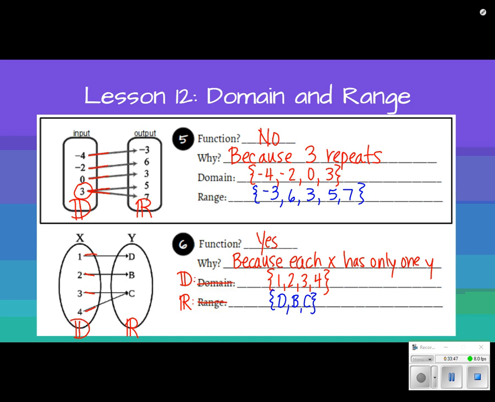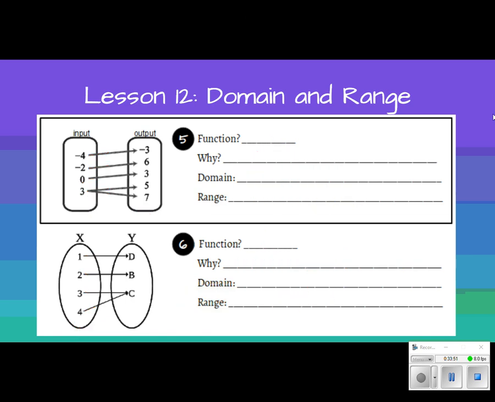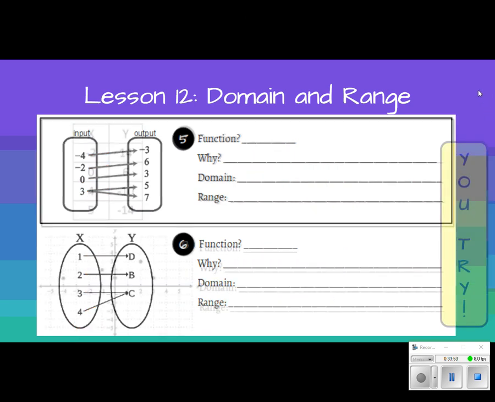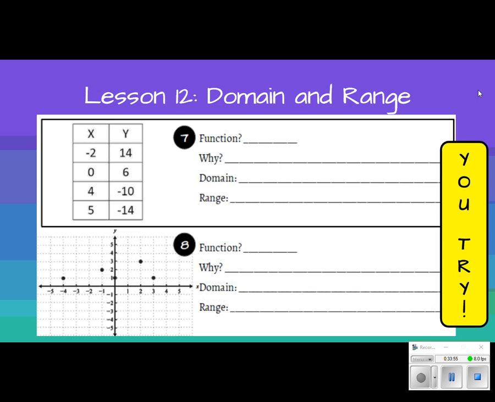All right, we're going to do a table and then a graph. And then we'll move on to our function notation. So I'm going to do 7, and then I'm going to get you started on 8, and then you can try to finish 8. So we're looking at x's in the table. I don't see any repeats, so it is a function because each x has only one y.